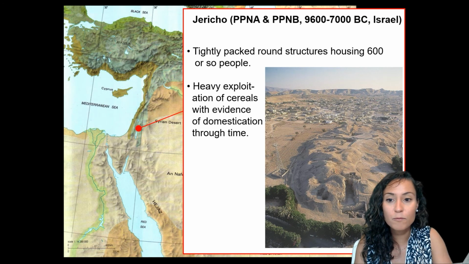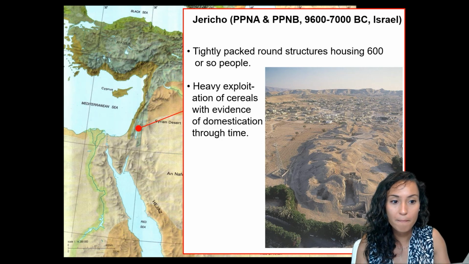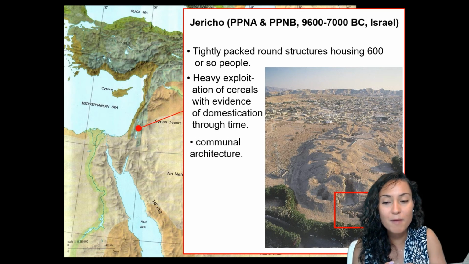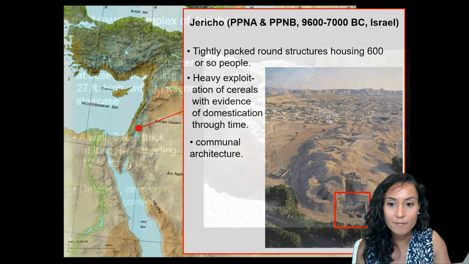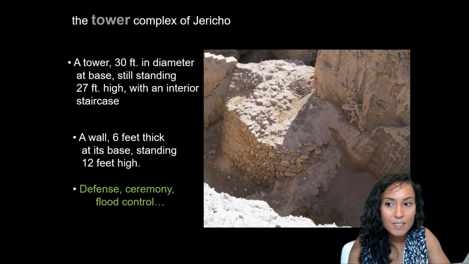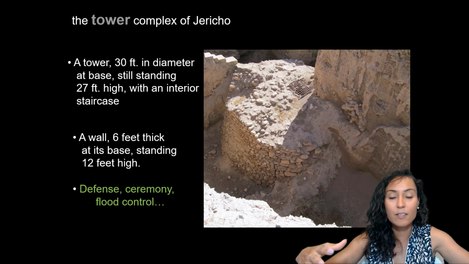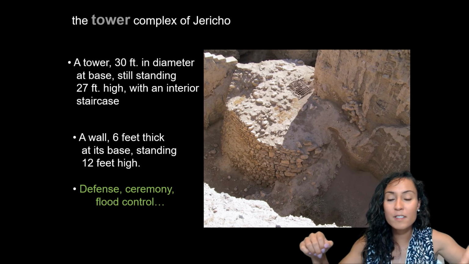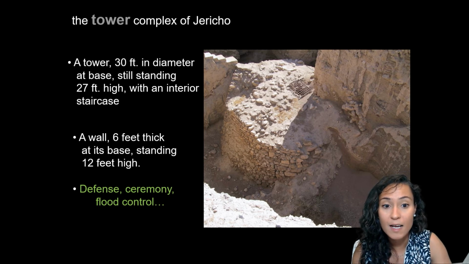Jericho also provides us with evidence for cultivated types of particularly wheat and barley. It also provides us with some archaeological evidence of communal architecture. So let's zoom in here. What we see underneath this mound in Jericho are stone walls constructed around the entire settlement, nearly 6 feet thick and standing 12 feet high. As part of these walls, there was a massive tower 30 feet in diameter and standing 27 feet high, with an interior staircase winding down.